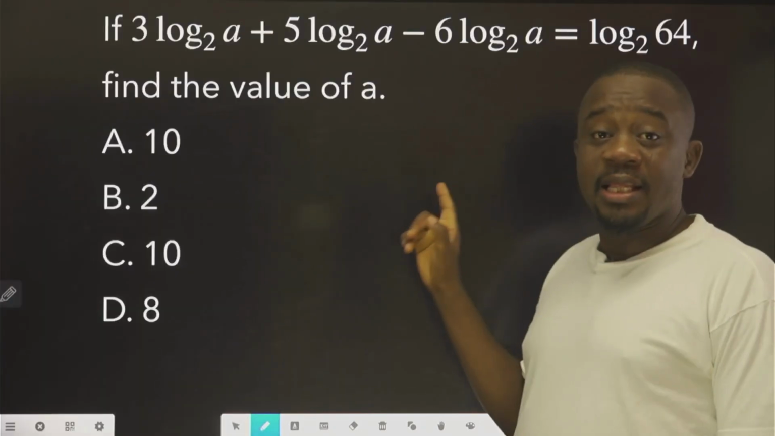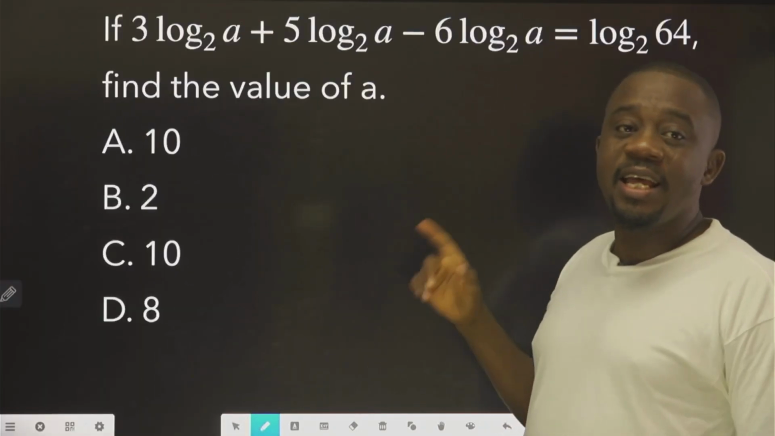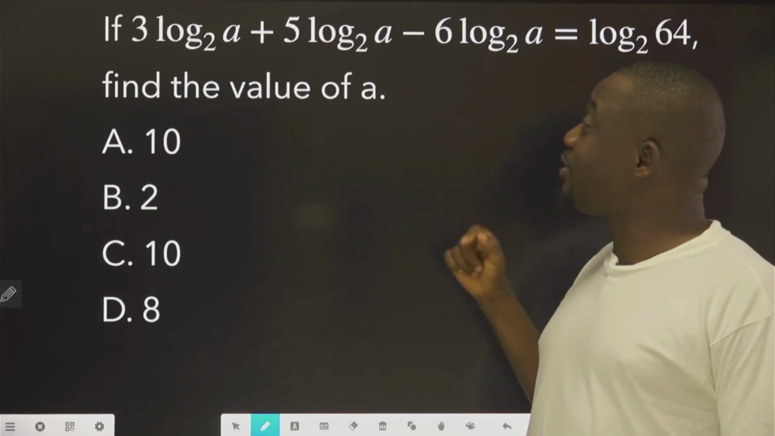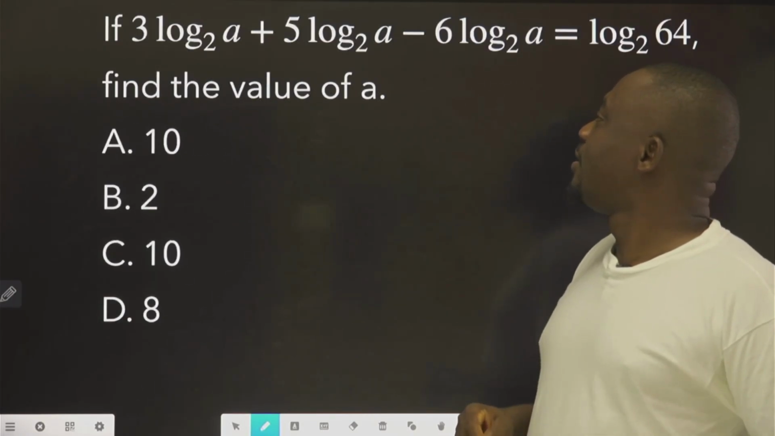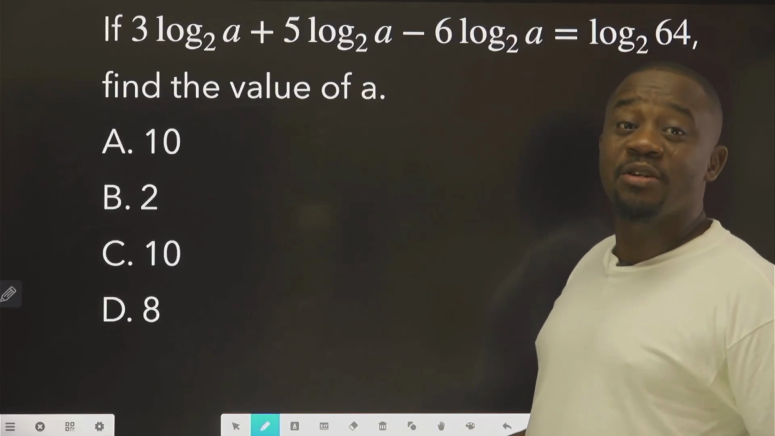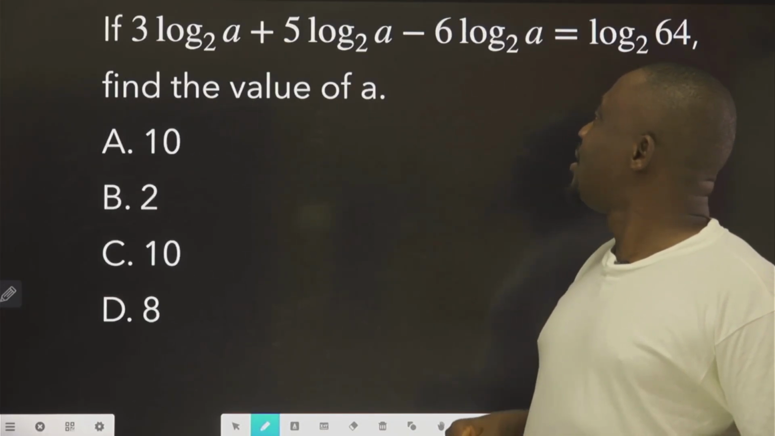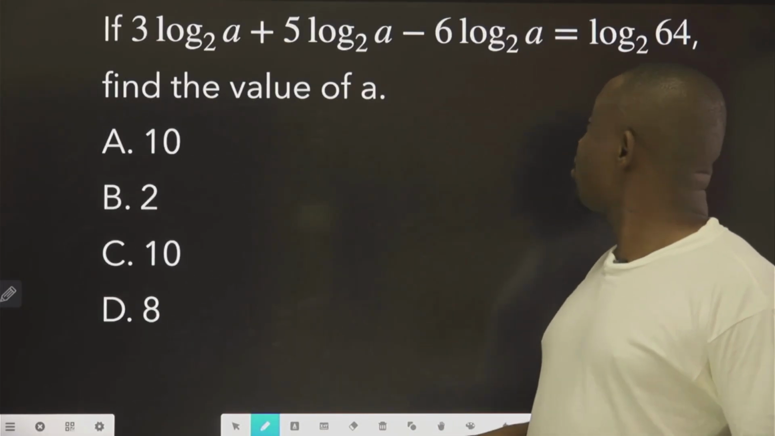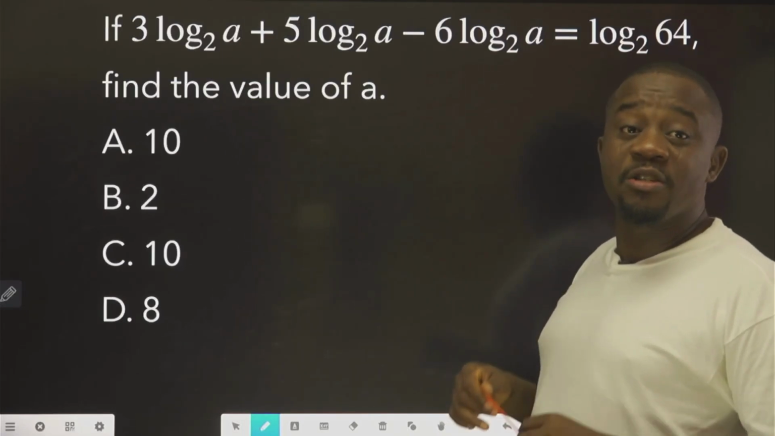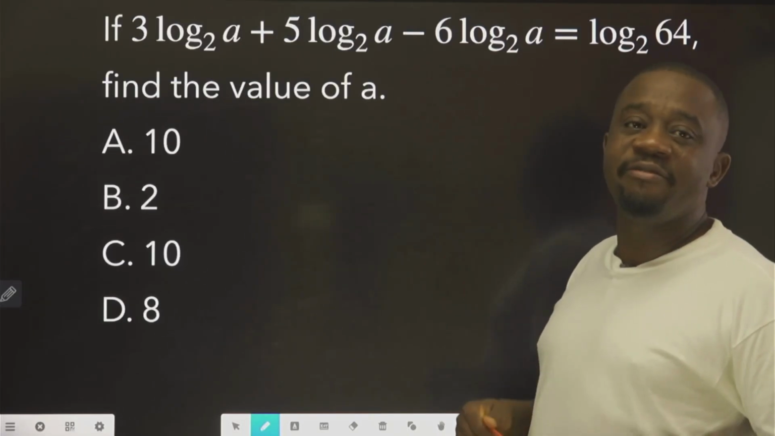Thank you. Let's look at this question. It says if 3 log a to the base of 2 plus 5 log a to the base of 2 minus 6 log a to the base of 2 is equal to log 64 to the base of 2, we should find the value of A.